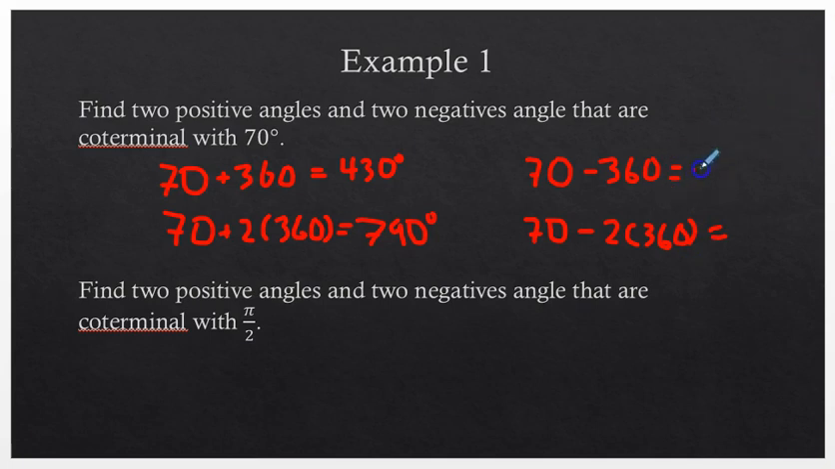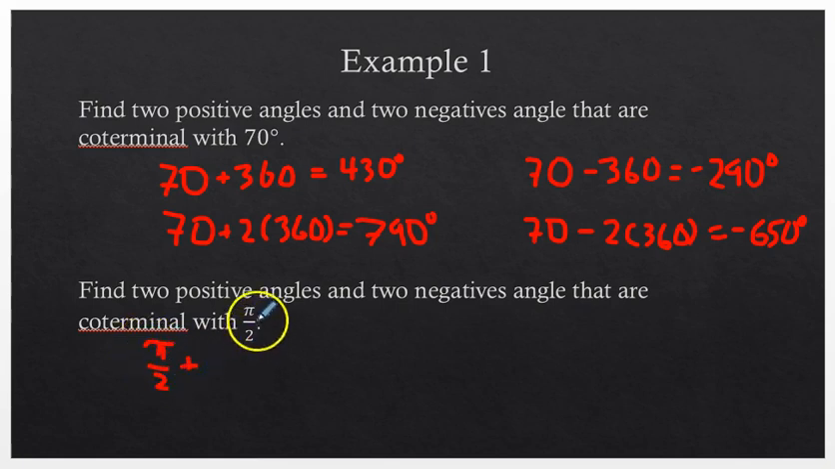So for these two answers, I'll have negative 290 degrees. That's one negative coterminal angle. And for a second coterminal angle, I have negative 650 degrees. Now we're going to do the same thing for a radian measurement. So for radians, my angle is pi over 2.